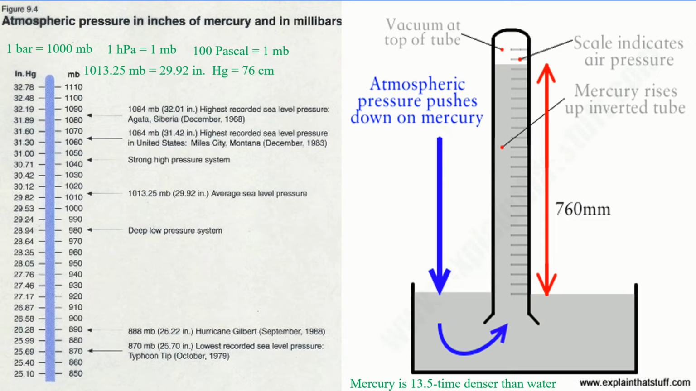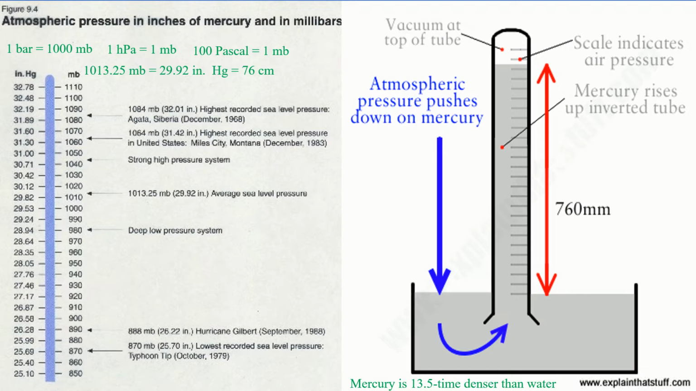Now we'll be looking briefly at pressure measurement. Instruments that detect and measure pressure changes are called barometers. Barometer literally means an instrument that measures bars. A bar is a unit of pressure that describes a force over a given area.